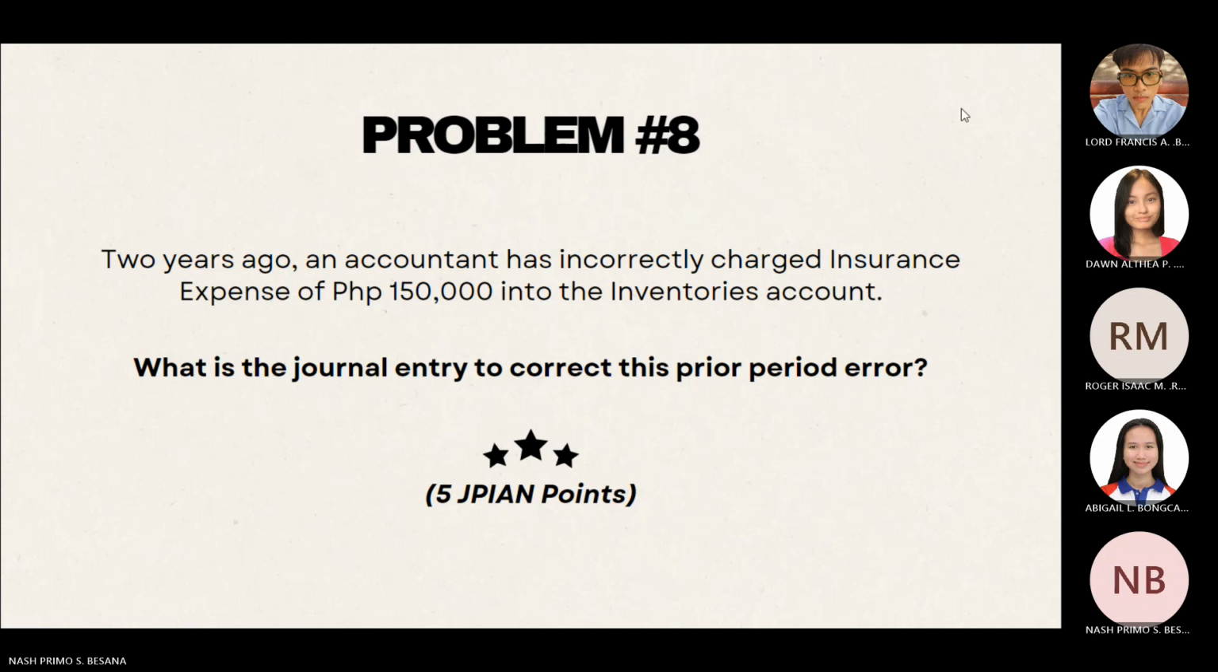Ay sorry, parang mali ata yung explanation ko earlier. An accountant has incorrectly charged insurance expense of 150,000 into the inventories account. Bale, ang mali pala niyang dinagdagan is inventories. Kasi dapat daw insurance expense yung 150, pero ni-record niya as inventory. So, how do we correct this error?